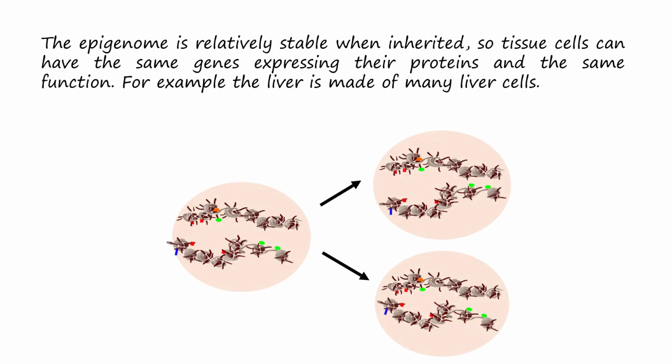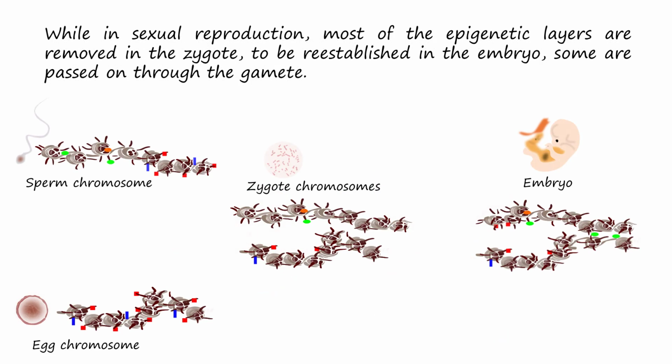The epigenome shows relatively stable inheritance, so tissue homogeneity is ensured. The liver, for example, consists of many cells expressing the same genes and working on the same function. In sexual reproduction, most of the epigenetic layers are removed in the zygote to be re-established in the embryo's development.